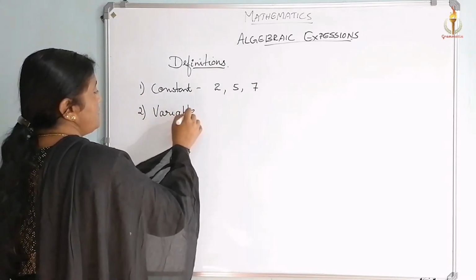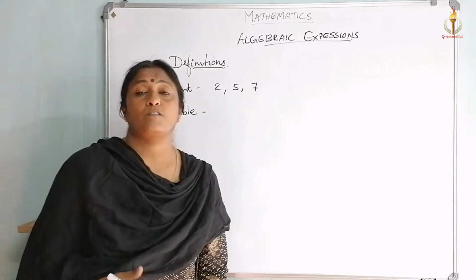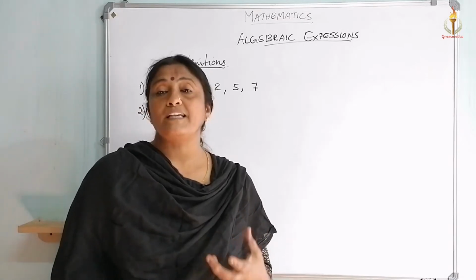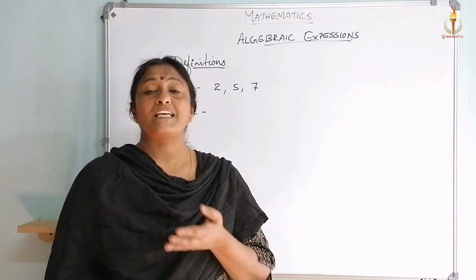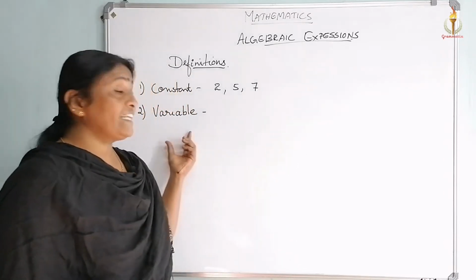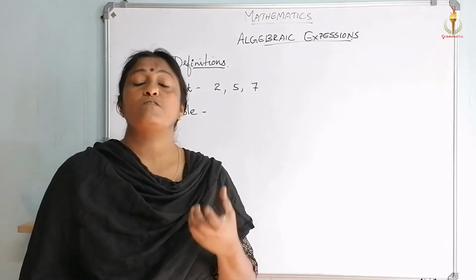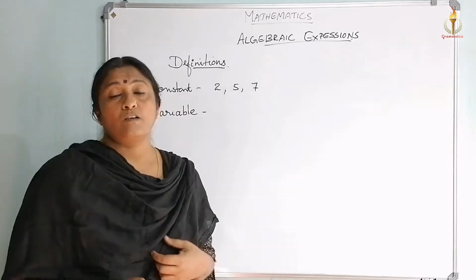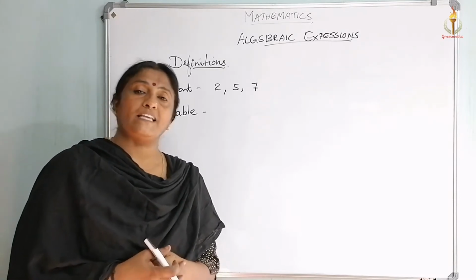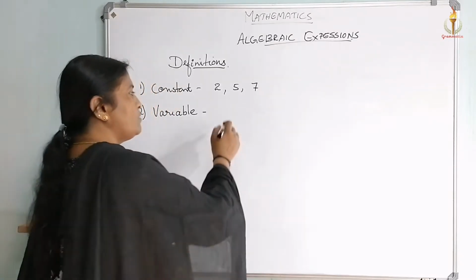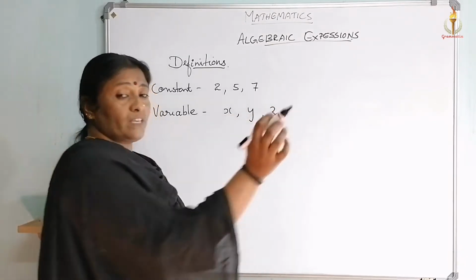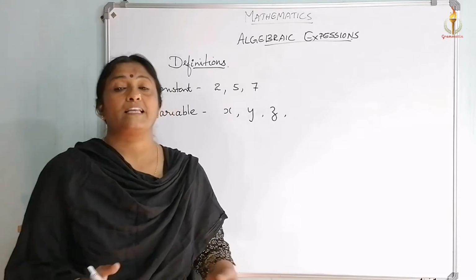Since, as the name tells us, variables means which varies. Now what is a variable? A variable is a symbol in algebra which can be assigned various numerical values. That means the values of these variables can be changing. These variables are represented by the letters of the English alphabet, commonly used as X, Y, Z, or you can use any other letters in the English alphabet.